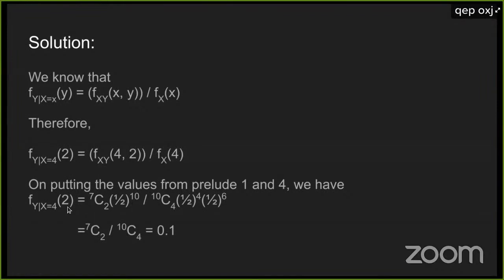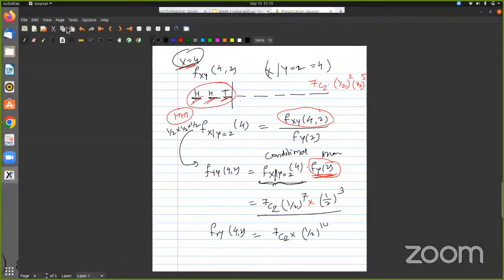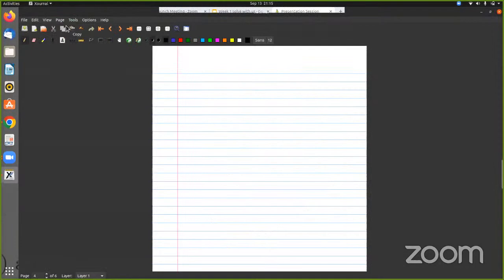Now tell me the probability that I will get 2 heads in the first 3 tosses. See, the difference between these two is, let me see. There are 10 tosses, right? Yes, sir. Let's say if x given y equals 2 of 4, what does this mean? Given that y equals 2, what does that mean?